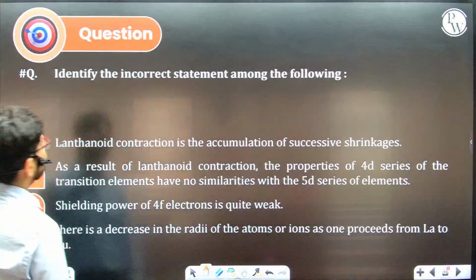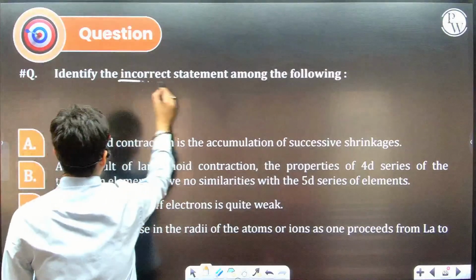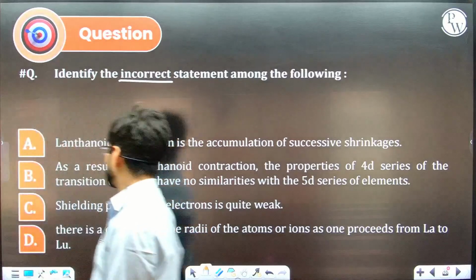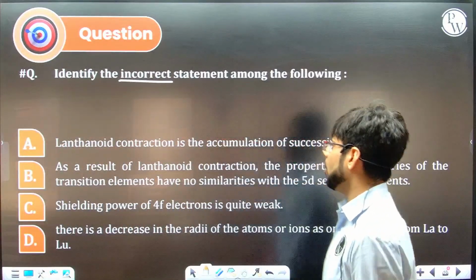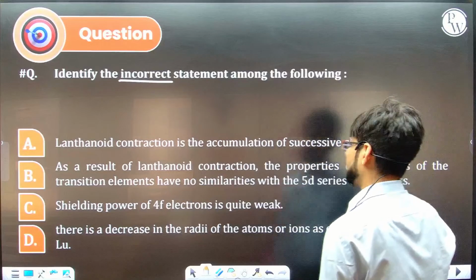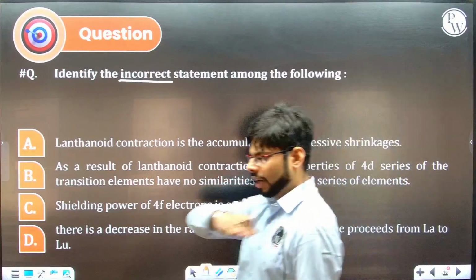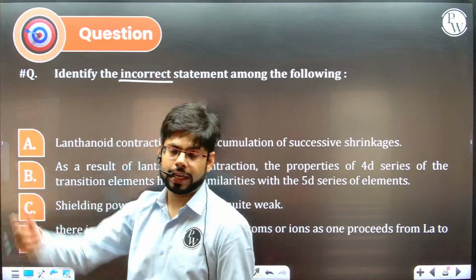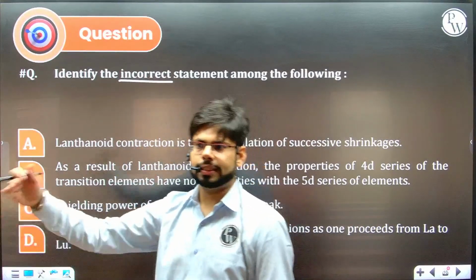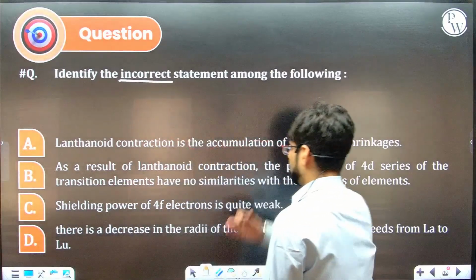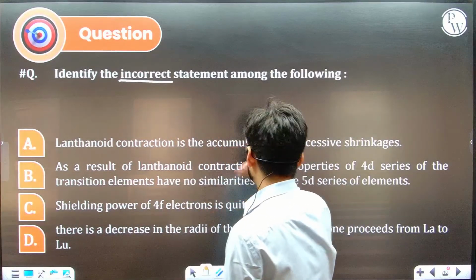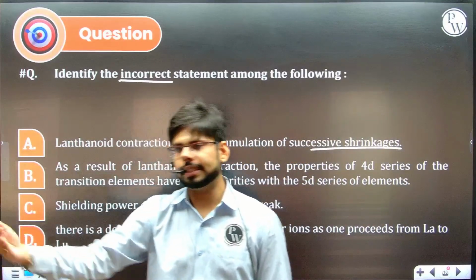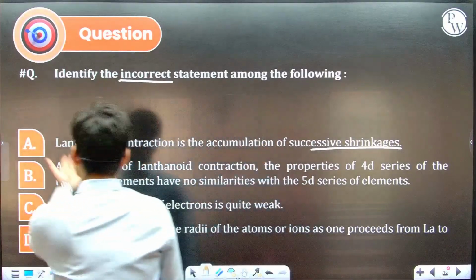Next question. Identify the incorrect statement, that means which is wrong. First statement: lanthanide contraction is the accumulation of successive shrinkages. That is true, because as we travel from 58, that is cerium, to lutetium, 71, there is a continuous decrease in the atomic and ionic radii. So it's an accumulation of successive shrinkages, because every element is smaller in size than its predecessor. So this is a correct statement.